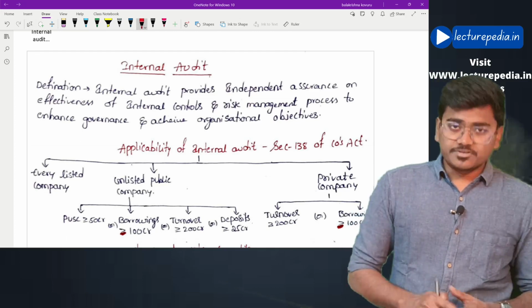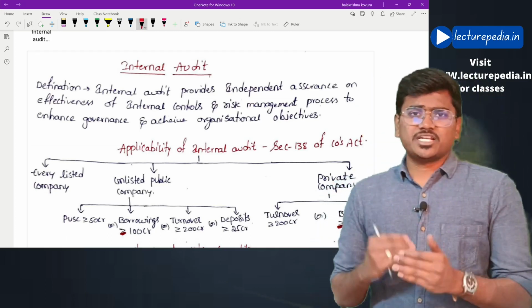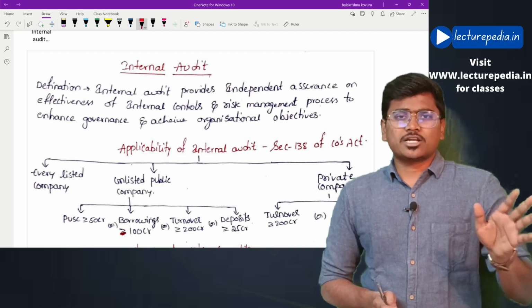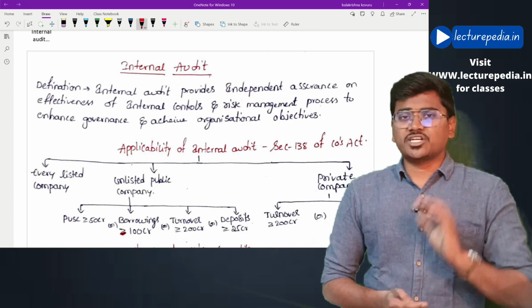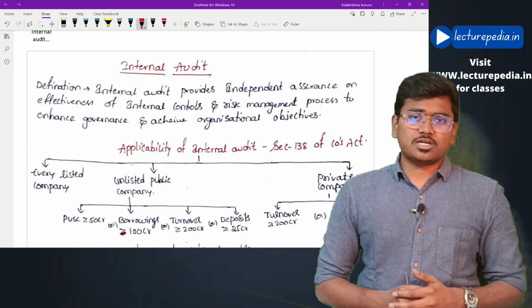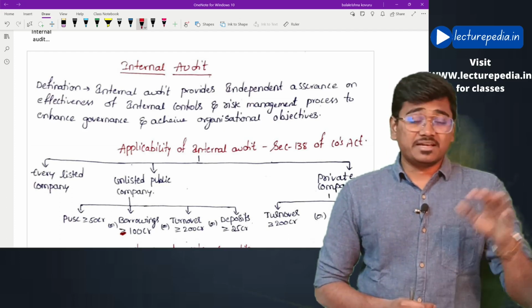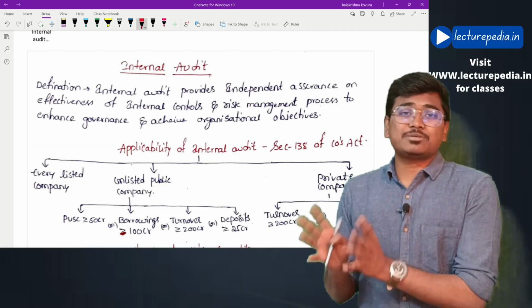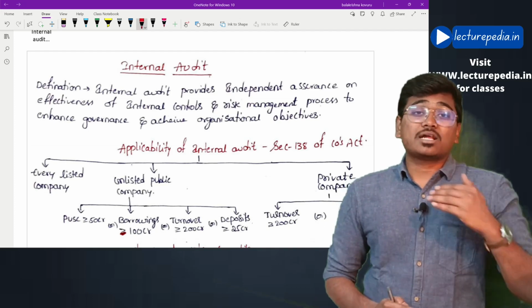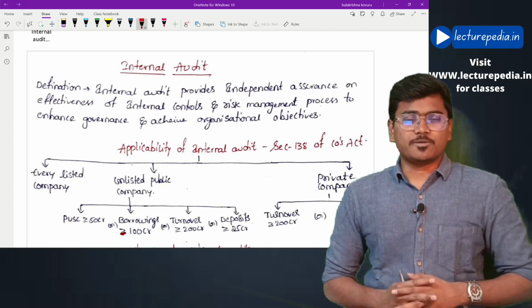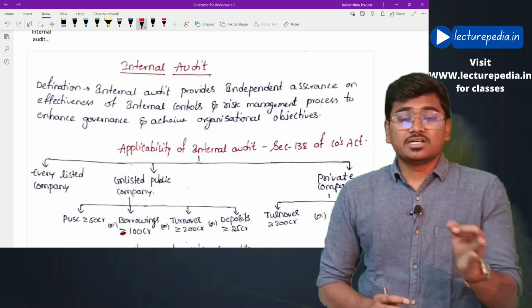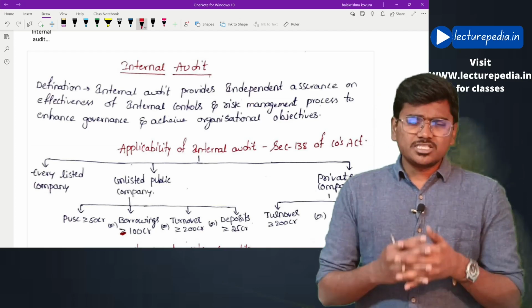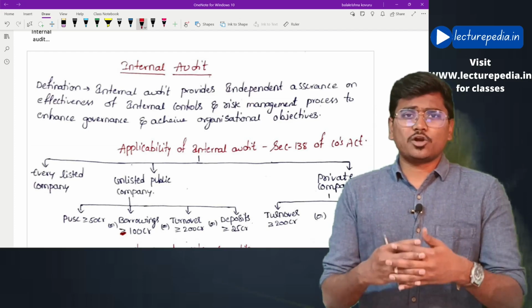So starting with internal audit, first of all, what is the definition of internal audit? Basically, internal audit is an assurance function which provides assurance on the effectiveness of internal controls and risk management so that the organization's objectives are achieved. This is the simple definition of internal audit.